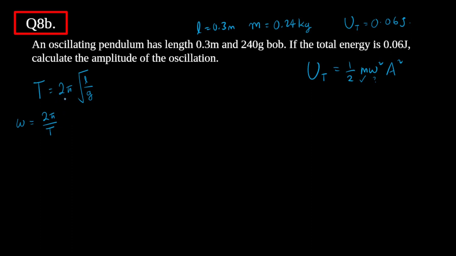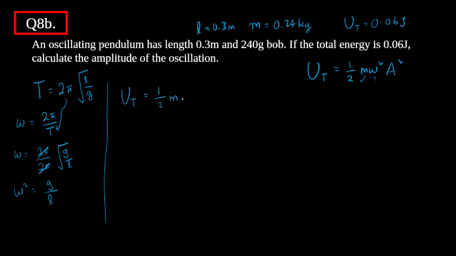So if I substitute this equation into here, what I will have is omega equals 2 pi over 2 pi, multiplied by the square root of g over L. Alrighty then, I can cancel them out, and what I'm left with is omega squared equals g over L. All right, so I'm going to rewrite the total energy, which equals half m omega squared a squared. My UT is 0.06, so 0.06 equals half times the mass of the bob, which is 0.24, times omega squared, and omega squared is g, so 9.81 over L, where L is 0.3, and then I'm looking for a squared.